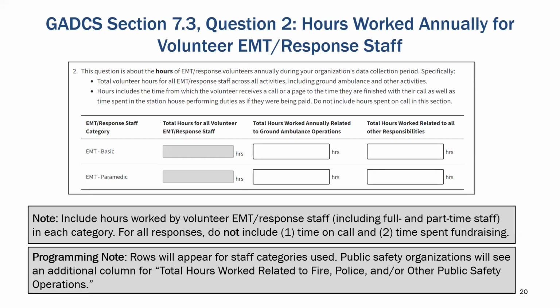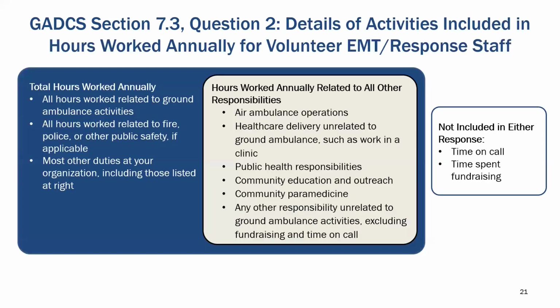As you can see, the column labeled total hours for all EMT response staff is grayed out. That is because you don't input those values directly. Rather, they are automatically calculated from the values input to the right and should be used as a check. We list the specific activities that are included in each column for question 2. In the column on total hours worked, you will include all duties, including ground ambulance activities, fire, police, or other public safety duties, as well as other types of duties unrelated to response duties.